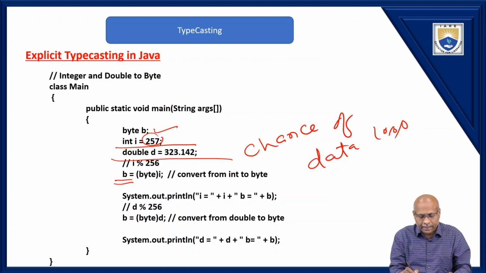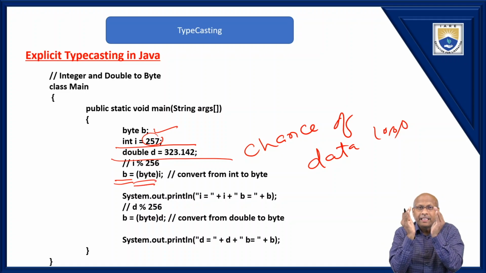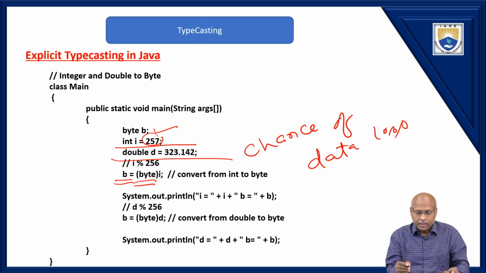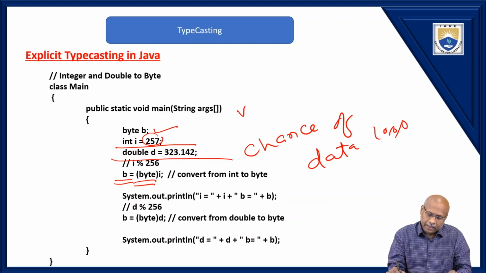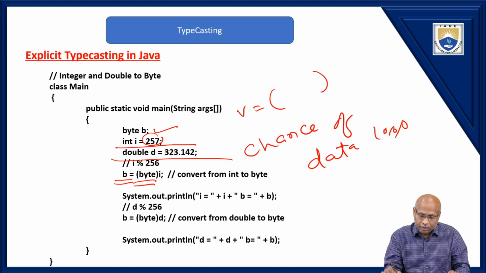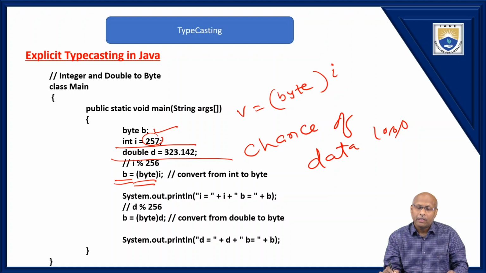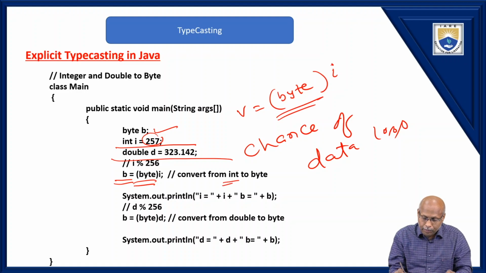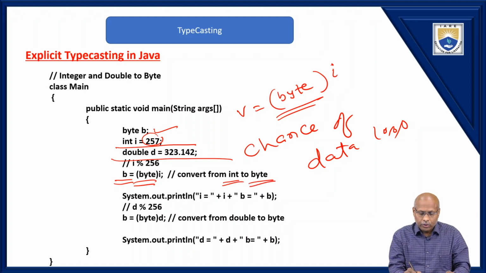For explicit typecasting, you should write within parentheses the data type to which you are converting. So first the variable name, equal to, then within the parentheses you write the type you want to convert to. Assume I want to convert into byte type, then write byte. And which variable? Assume I is my integer variable. This integer variable data I want to convert into byte. That must be written within the parentheses. That is the syntax, so you have to follow this. So this is a forceful conversion from integer type to byte. Okay, so this is explicit type conversion.